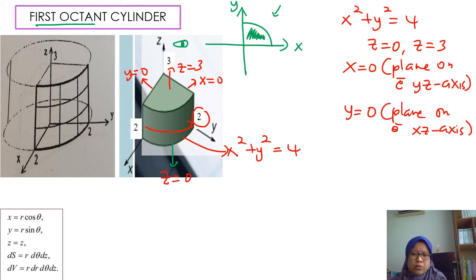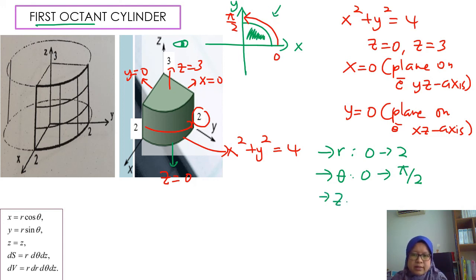All right, so what is the radius? The radius is 0 to 2. The angle is 0 to what? Pi over 2 because it just moves from this to this. So 90 degrees in radians is pi over 2, 0 to pi over 2. And then the height z is very easy, 0 to 3.